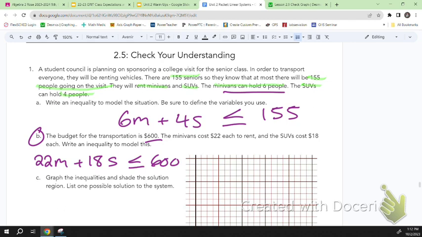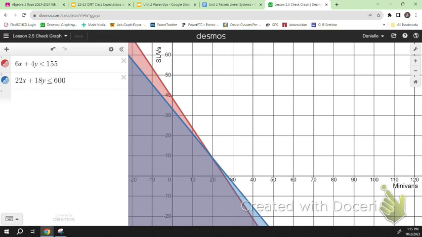Wait, but how is that less? Can the student council rent 40 SUVs? So I'm going to put it on the graph now, and I want you and your team to answer that question. So look at our graph. I graphed both inequalities. Can the student council rent 40 SUVs? Turn and talk. Go.